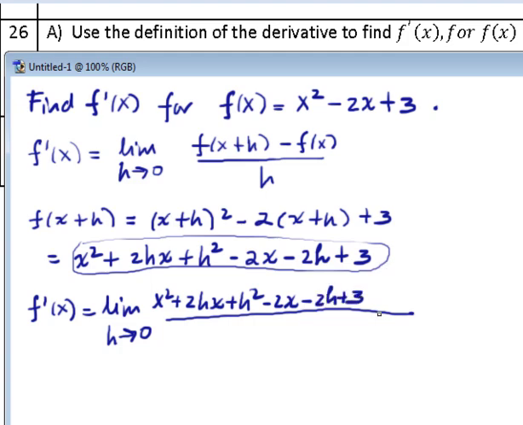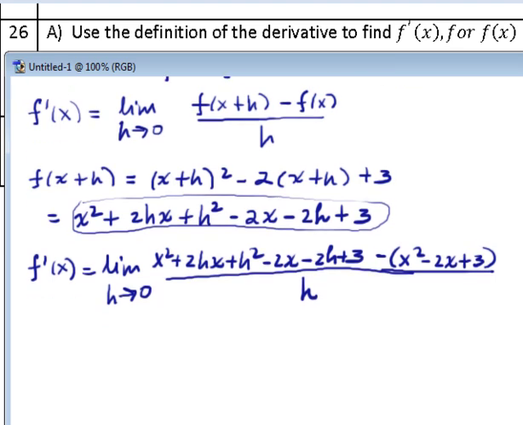That entire expression. And now we have to subtract f of x. So minus, and in parentheses we have x squared minus 2x plus 3. Just be careful with the signs. Okay, so now we're ready to open parentheses over there. Let's do that.